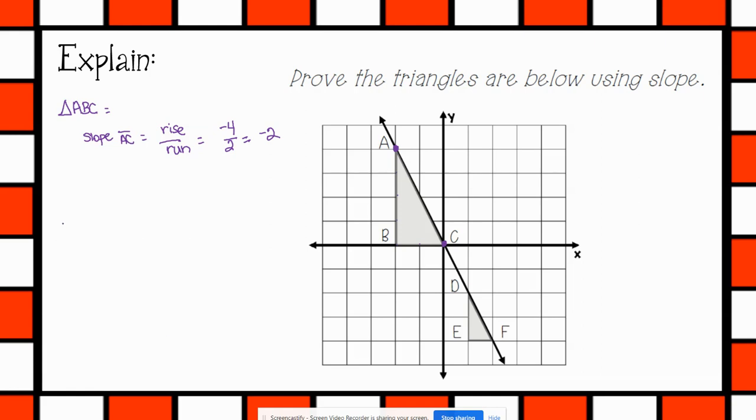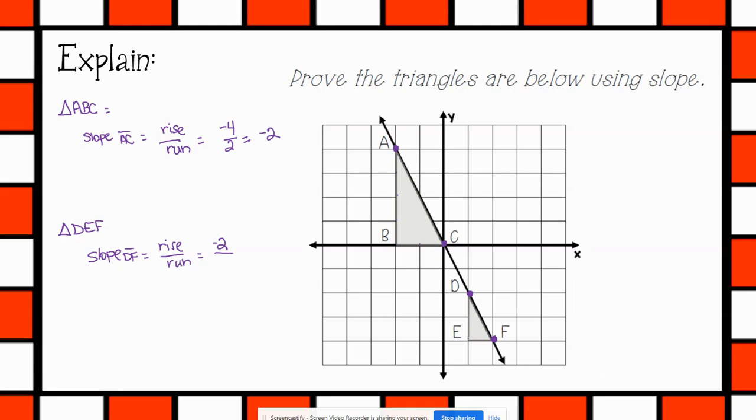Now we can look at triangle DEF and see if that is the same. So let's find the slope for the line segment that goes from DF. Again, we're doing rise over run. So we're trying to get from D down to F. If I start at D, first I would look at my vertical change. So I would have to go down to get to F. I would go down 2 units, which gives me a rise of -2.